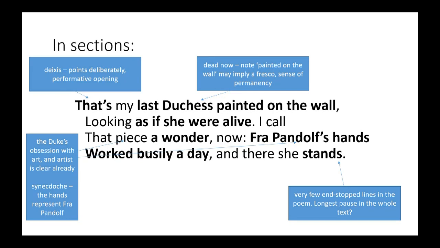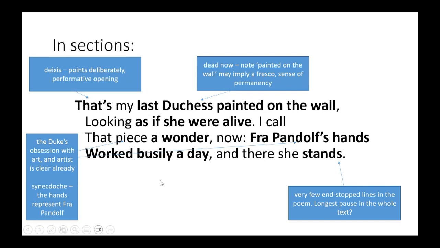And there she stands. There aren't many end stop lines. By lines, I mean the line of poetry in the whole poem. So having an end stopped line in the poem gives us a longer pause. If you look, there's a full stop in the second line as well. That's my last Duchess painted on the wall, looking as if she were alive. I call the line kind of the caesura there means that the line carries on much quicker than it might do if you have a full stop at the end of a line. And that's my thought there. It allows us to just stop, pause, have a look at the painting. I know that we can't see it in words, but we're kind of mimicking maybe the process of which the messenger experiences this painting.